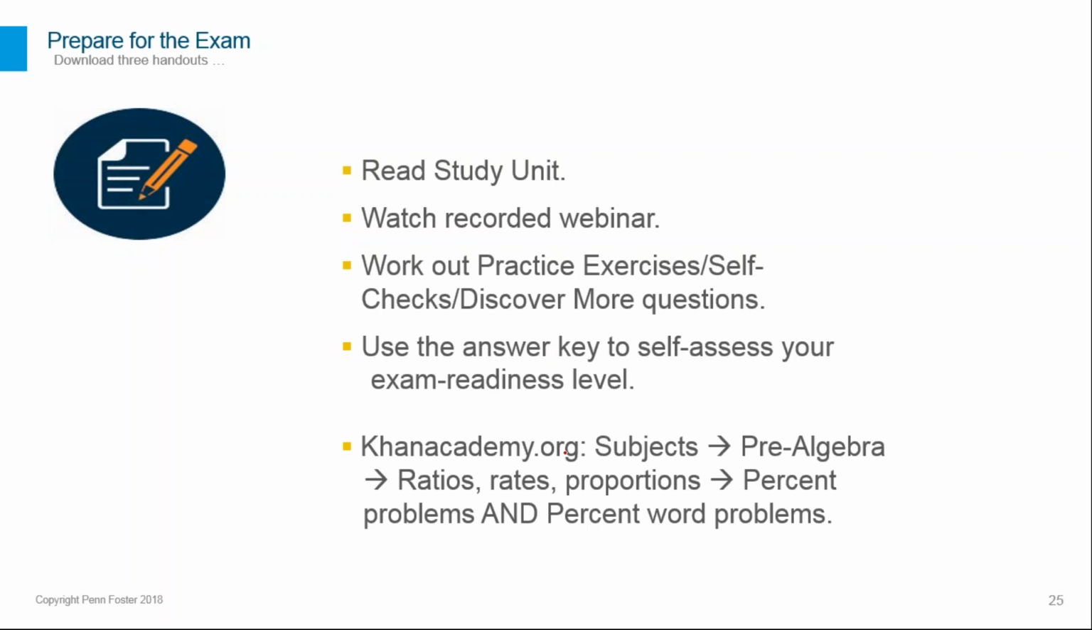An additional resource, an outside resource not with Penn, is khanacademy.org. If you go to that website, on the top left, click on subjects, click on pre-algebra, and choose the topic ratios, rates, and proportions. The two topics corresponding to this webinar are percent problems and percent word problems.